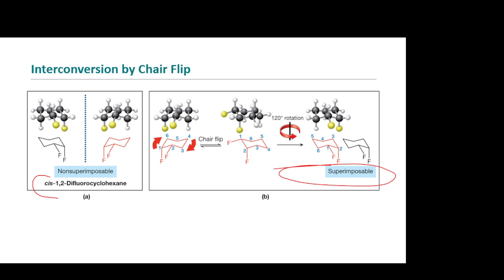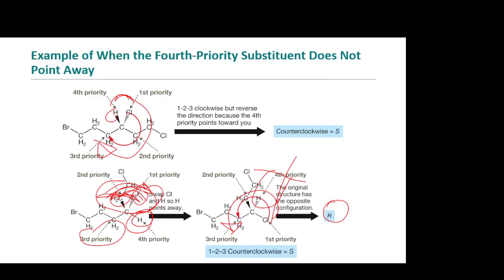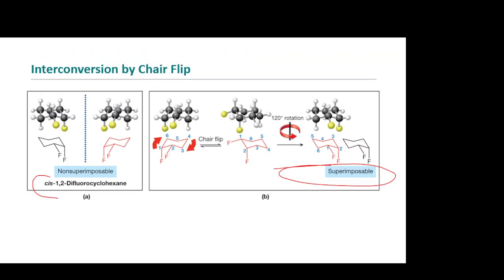Is everybody okay with that so far? Okay. So to actually have these non-superimposable mirror images that are meaningful, they have to be not something that can easily be interconverted. At room temperature, they're not going to be interconverted to each other. Okay?